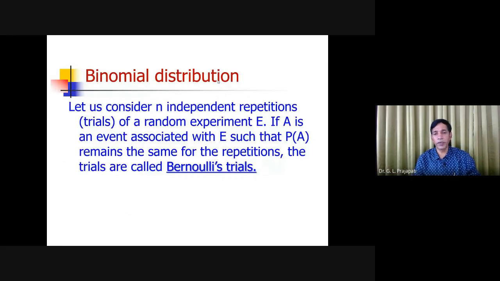Let us say you have n independent repetitions or trials of a random experiment, and A is an event associated with the experiment E such that the probability of this event A remains the same for every repetition, means it is constant, just like tossing a coin. These trials are called Bernoulli trials. So this is known as Bernoulli trials.